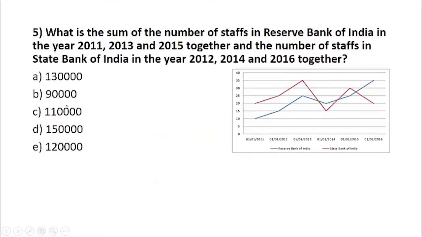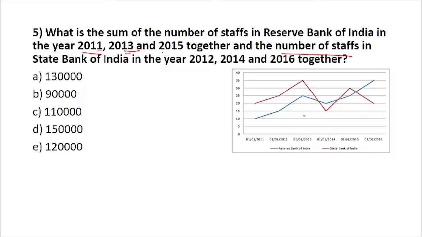Okay, so let us see question number 5. What it says: what is the sum of the number of staff in Reserve Bank of India in the years 2011, 13, 15 together, and the number of staff in the State Bank of India in the years 2012, 14 and 16. Okay, so let us read what it says.